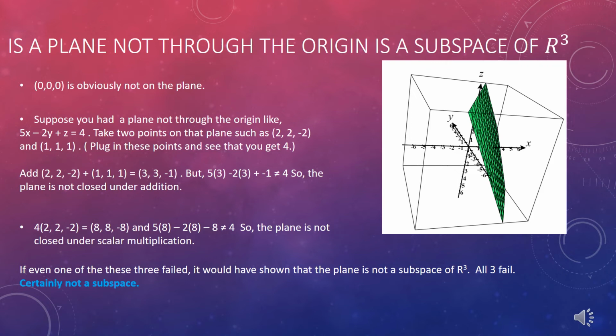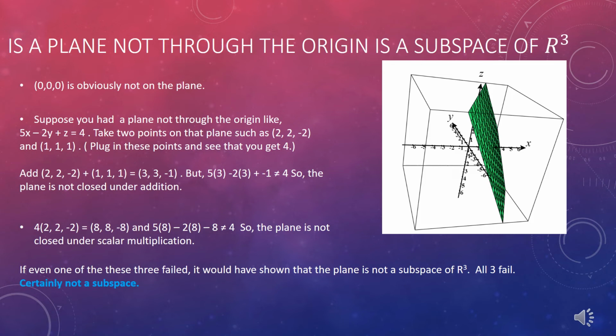I mean, you do if your plane contains the origin, because the initial point of any vector on the plane would be the origin. But if your plane does not go through the origin, then when you add points, you don't necessarily get a point that stays on the plane. For example, we could take the plane 5x minus 2y plus z equals 4, and a couple of points that are on that plane are (2, 2, -2) and (1, 1, 1).